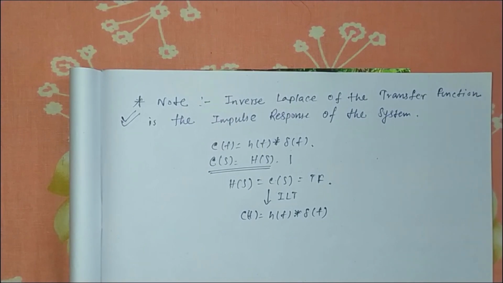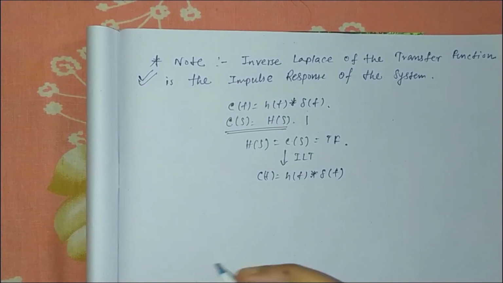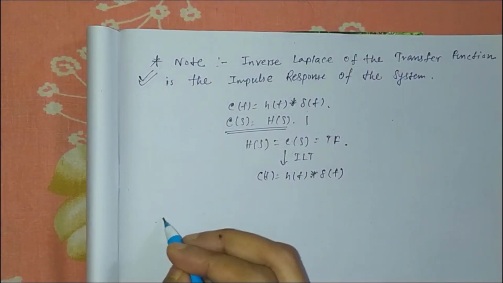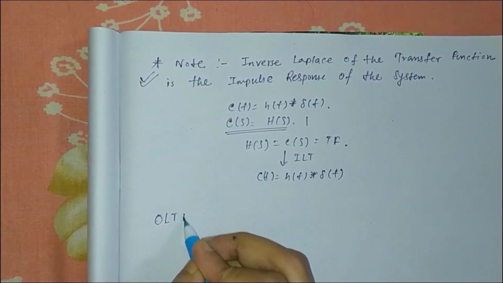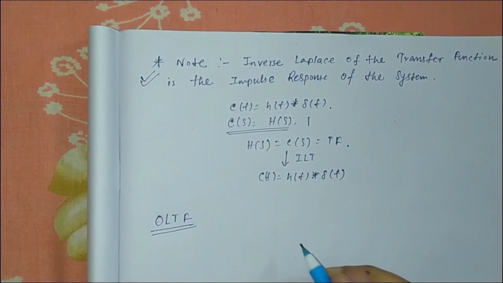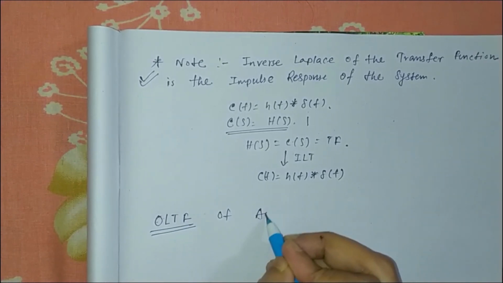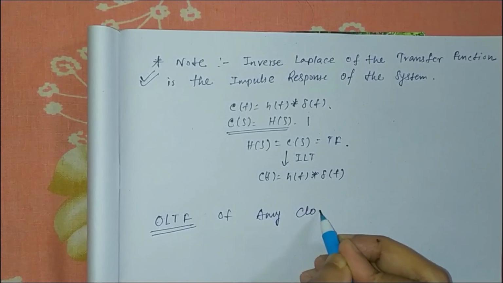So this is over now for the closed loop control system. Now I will talk about the open loop transfer function, or open loop system, open loop transfer function of any closed loop system.